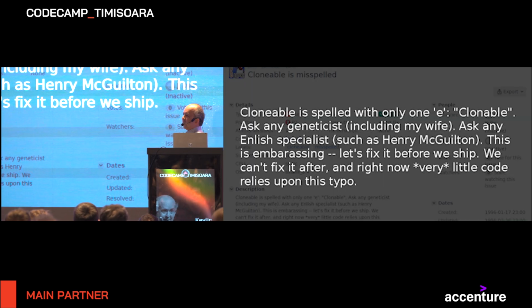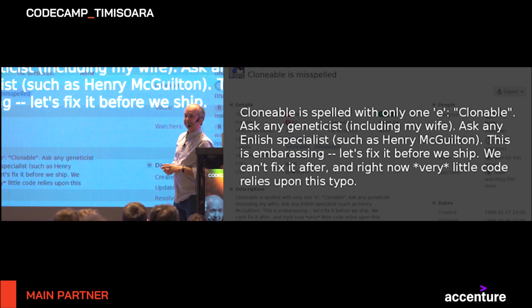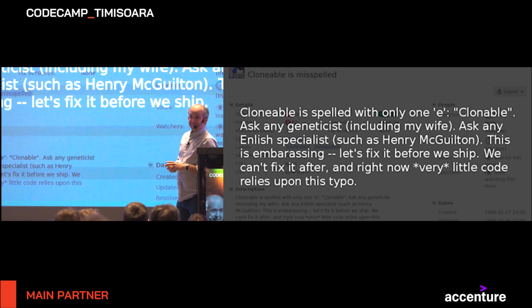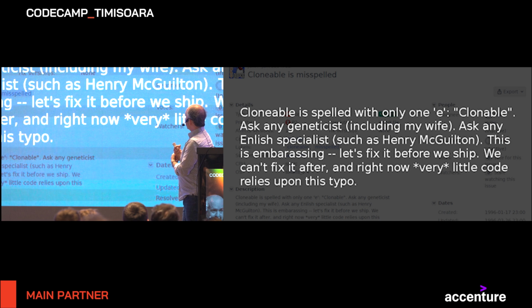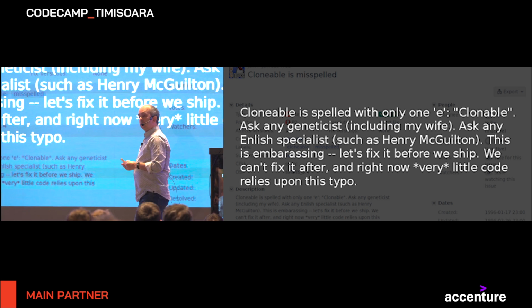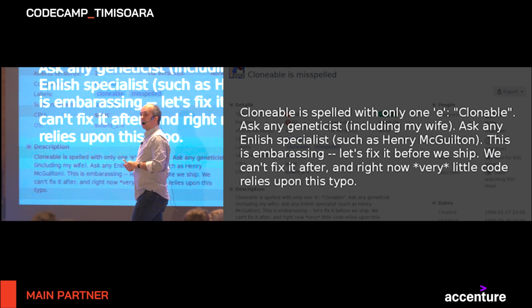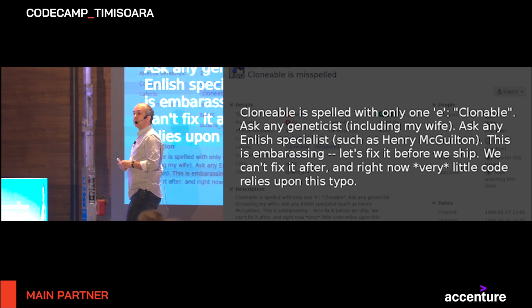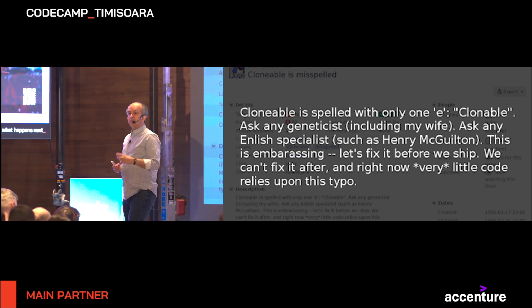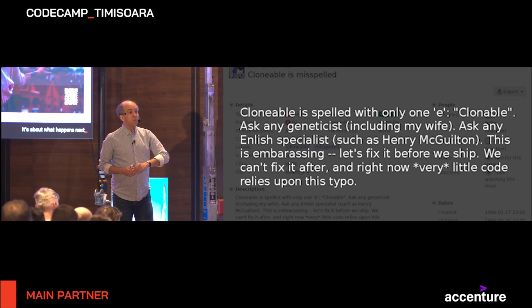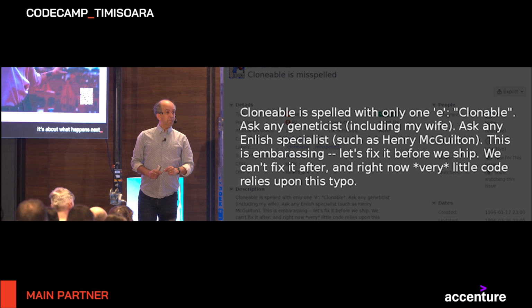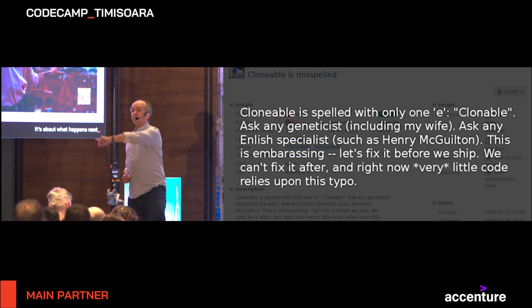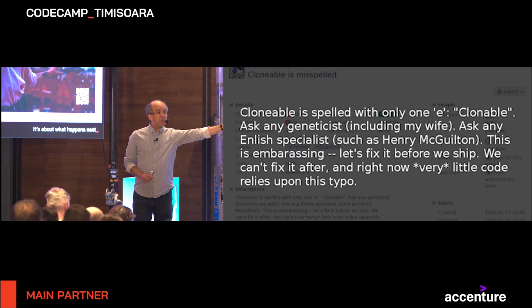This is embarrassing. Let's fix it before we ship. They didn't. And why? We can't fix it after, and right now very little code relies upon this typo. This tells us why it is that some things will naturally move at different rates. It is nothing to do with the intrinsic structure. Changing the spelling of clonable in a piece of code is trivial. Changing it on everybody that depends on that is huge.